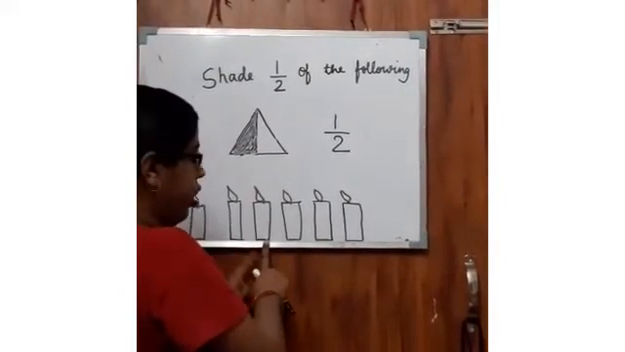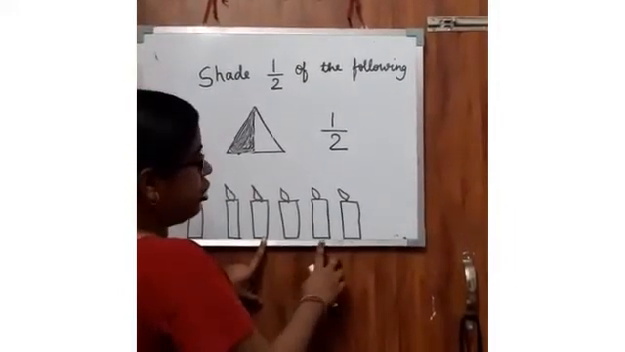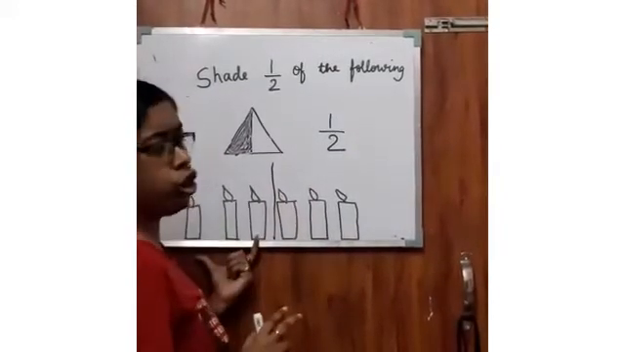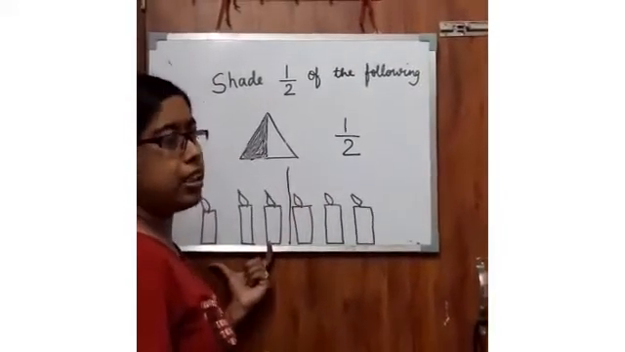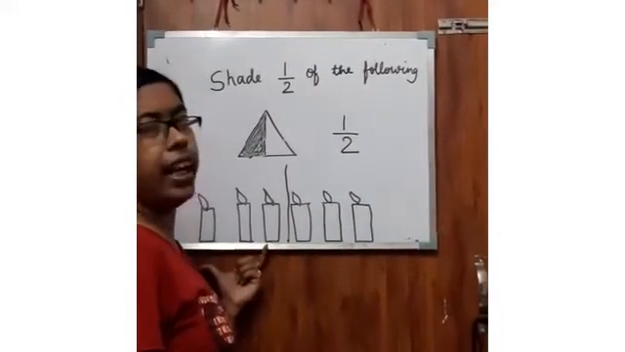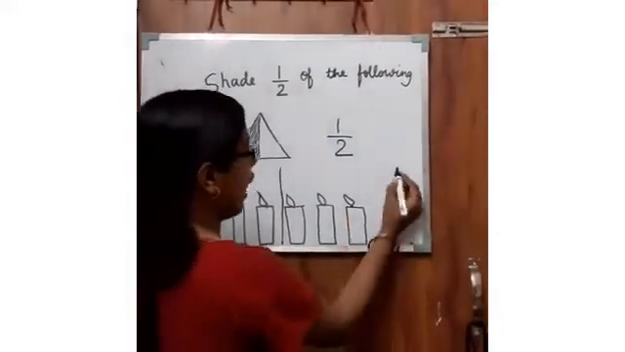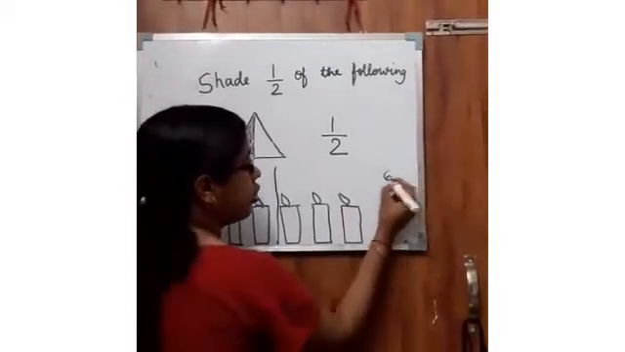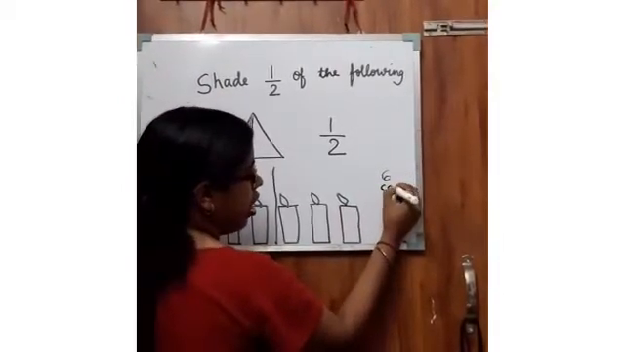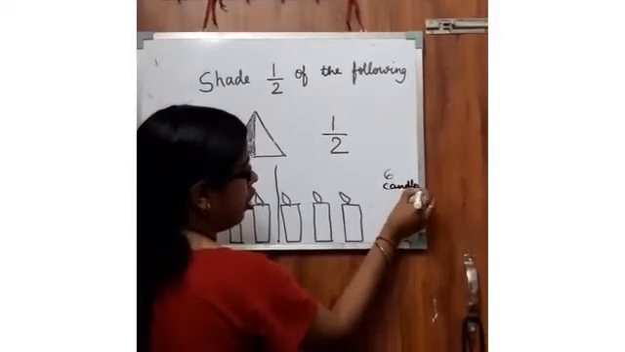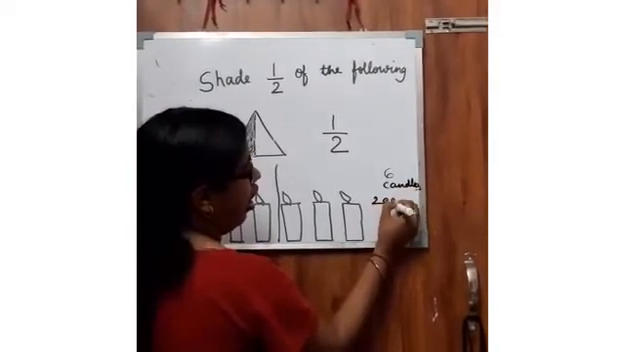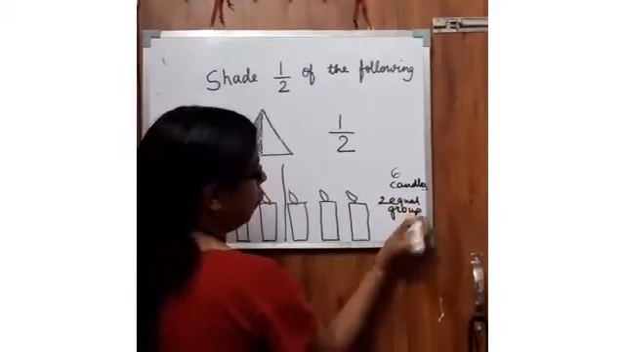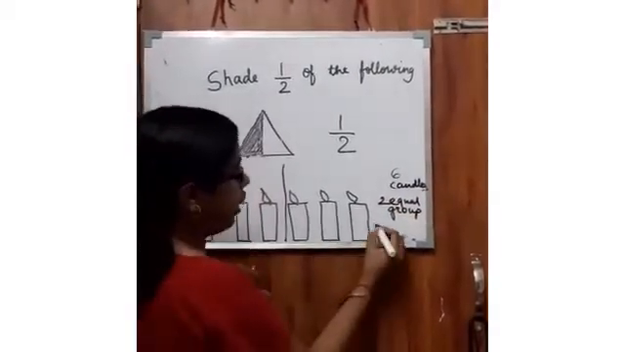1, 2, 3, one group. 1, 2, 3, another group. Two equal groups, and in each group there are 3 candles. Total 6 candles, how many groups? 2 equal groups, and in each group there are 3 candles.